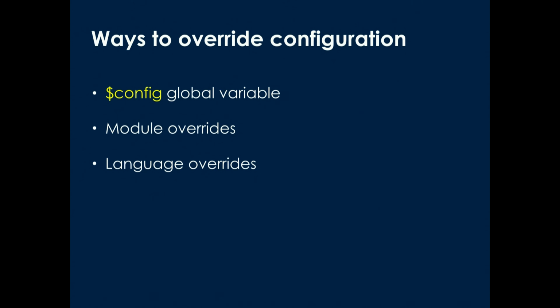So there are a number of different ways to override configuration, and these are listed in the order of precedence, I guess. From top to bottom, the config global variable is top priority. And I'll get to that in a minute. Second one is module overrides, providing overrides in a module. And then third is language overrides. So if you have language overrides and then a module that does overrides on top of that, the module is going to take preference. If you have a config global variable definition, that's going to take precedence over either of them.